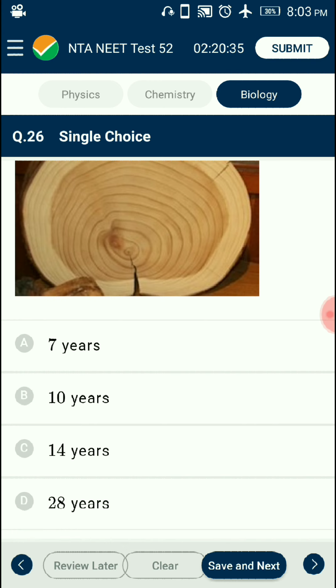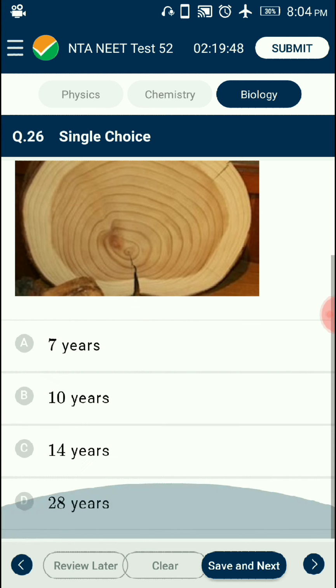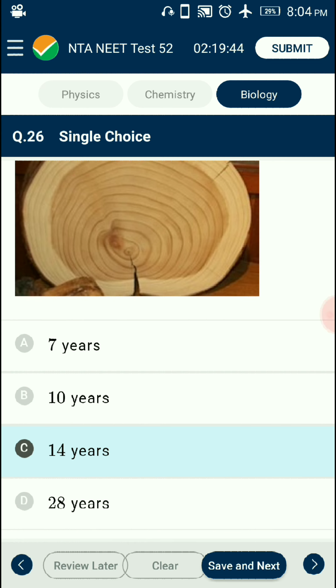In winter, the cambium is less active and forms fewer xylem elements that have narrow vessels, and this wood is called autumn wood or late wood. The spring wood is lighter in color and has a low density, whereas the autumn wood is darker and has higher density. The two kinds of wood that appear as alternate concentric rings constitute an annual ring. Annual rings seen in a cut stem give an estimate of the age of the tree. In this cut section, there are 14 annual rings, hence its age would be about 14 years. So the answer for this question is option C, 14 years.